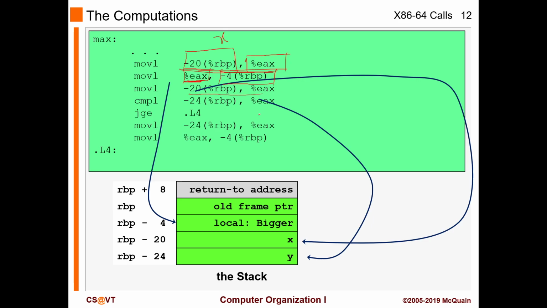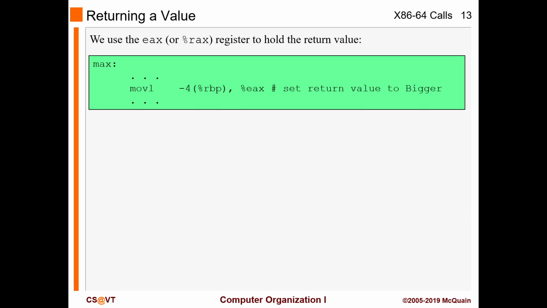And then we are moving that value, the value of X, into EAX. We're going to compare. We are going to do a jump if it's greater than. Otherwise, we are going to take the value of Y and put it inside EAX. And then we are going to take the value of EAX and put it into bigger. It's a straightforward implementation of the function bigger. Sorry, the function max. Okay.